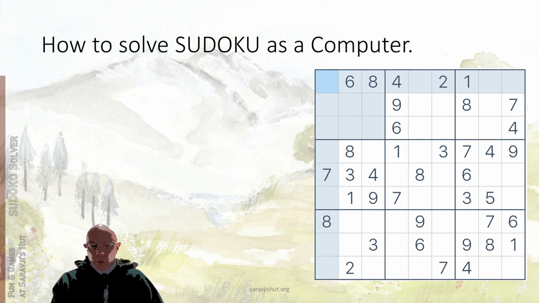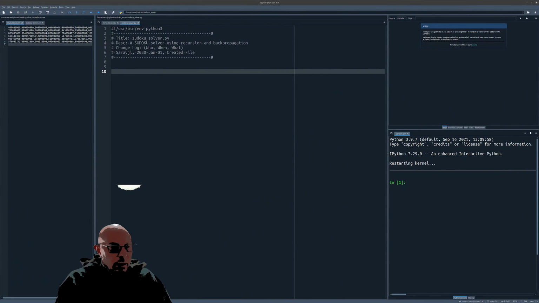One such approach, how we can do this with the computer, is by using recursion and back-propagation. And this is what we're going to be implementing today, a simple recursion and back-propagation solution for solving this Sudoku. I'm using Spyder as an IDE. Let's dive in.